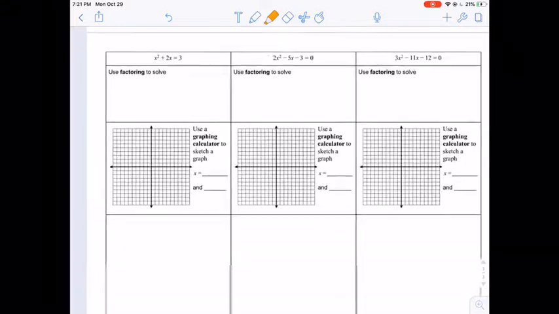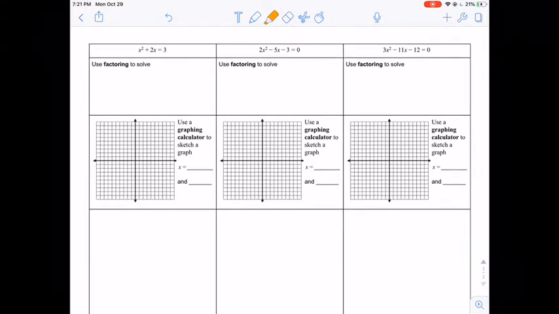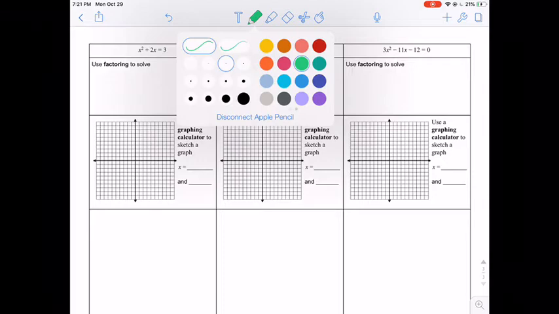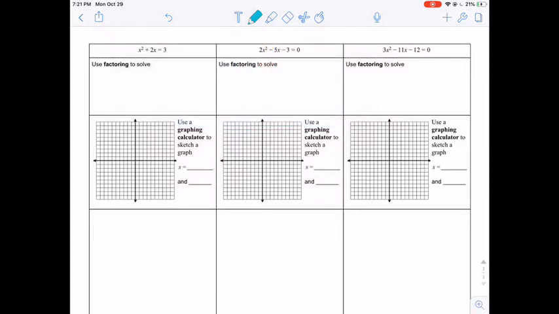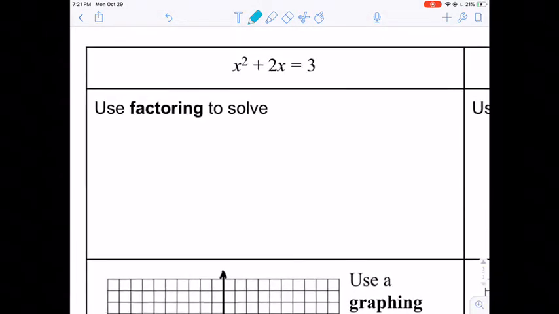You should see 3 examples. We're going to think through all of them sort of at the same time so we can see how each one works. So the first thing that it asks us to do is to solve by factoring. So I'm going to use factoring to solve here.